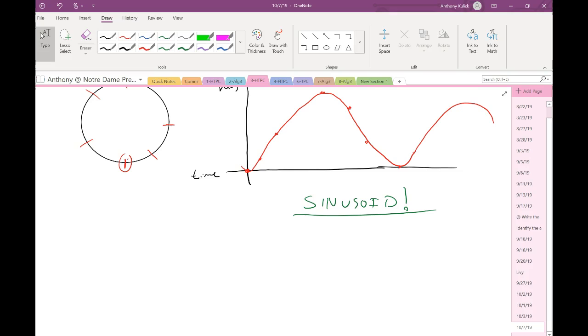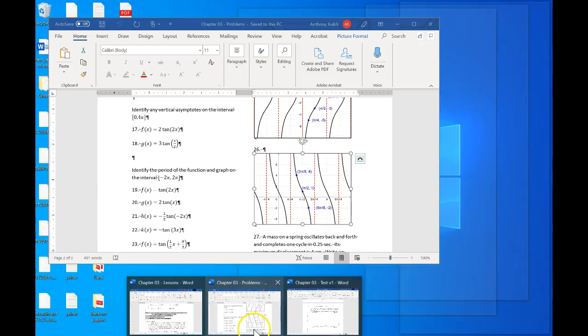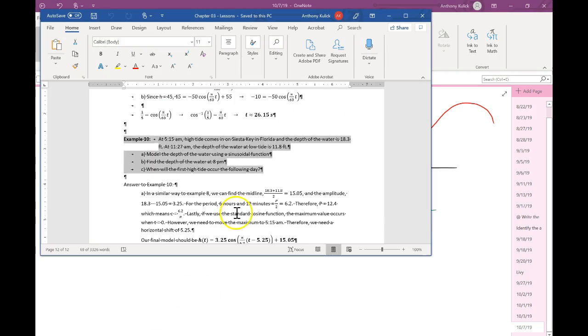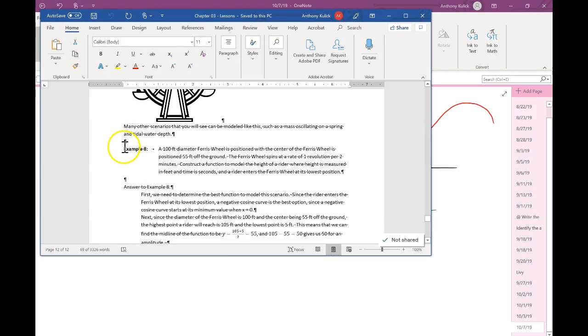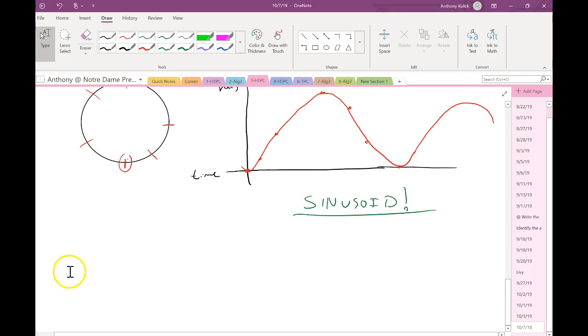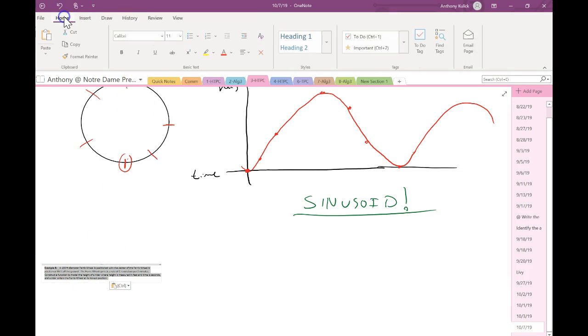So these Ferris wheel questions are common examples. You could also have other things, like a weight on a spring, which is a common example. But let's look at a Ferris wheel example first.